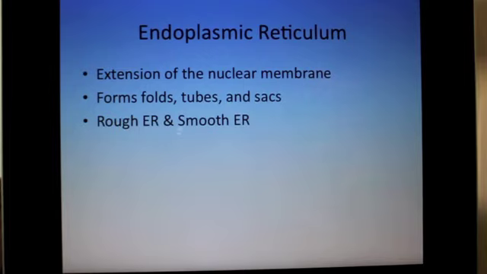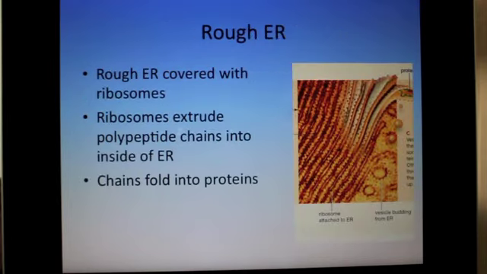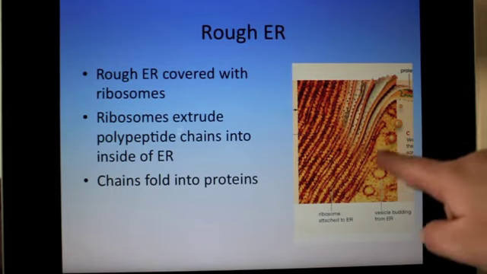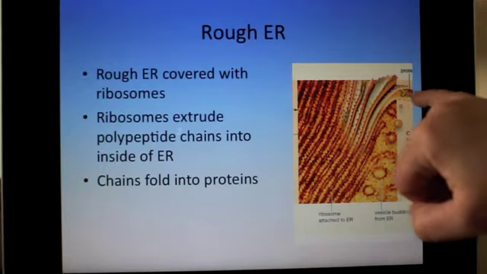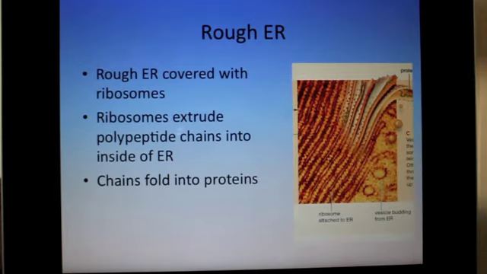This, as we've said, is an extension of the nuclear membrane. It forms folds, tubes, and sacs, and it comes in 2 flavors, rough ER and smooth ER. The rough ER is covered with ribosomes. That's these little bumps here. The ribosomes make proteins, and they extrude the polypeptide or little protein chains into the inside of the ER. You can see that happening here. These little green ribbons are proteins. And the chains fold into proteins, so the finished protein inside the ER.